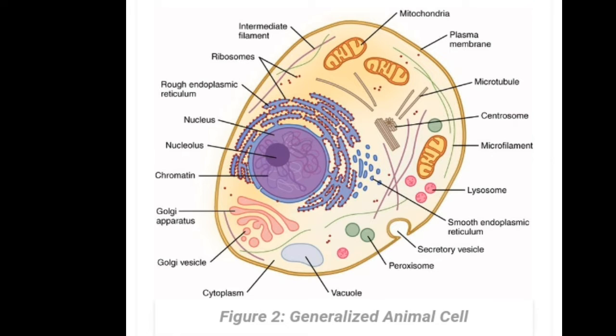So let's start the topic. We will firstly separately know what the plant cell is and what the animal cell is. Then we will figure out the differences between these two cells. So let's start with the plant cell.